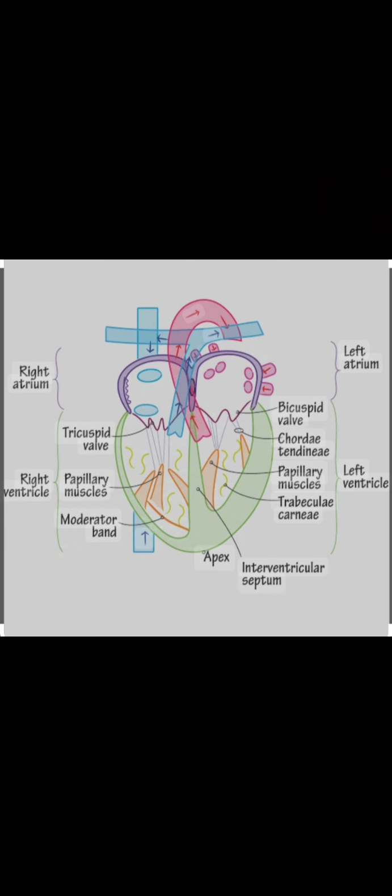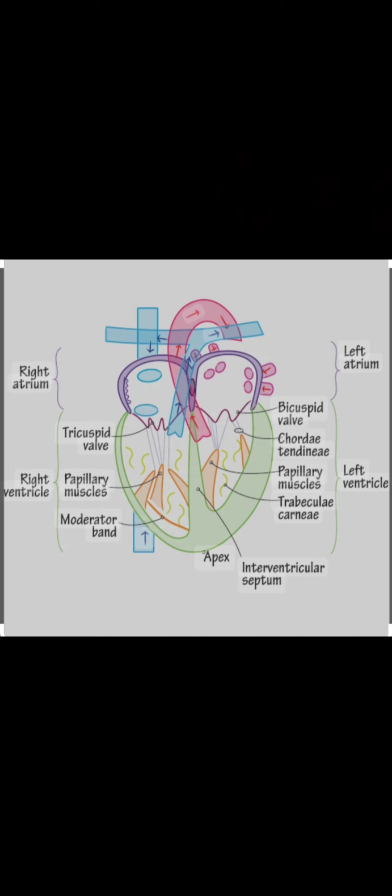And blood flow inside the heart: our superior and inferior vena cava collect the deoxygenated blood from the body and empty it into the right atrium. The right atrium empties into the right ventricle through the tricuspid valve, and the right ventricle empties through the pulmonary valve and sends it to the pulmonary artery. The pulmonary artery carries the deoxygenated blood and sends it to the lungs for purifying.